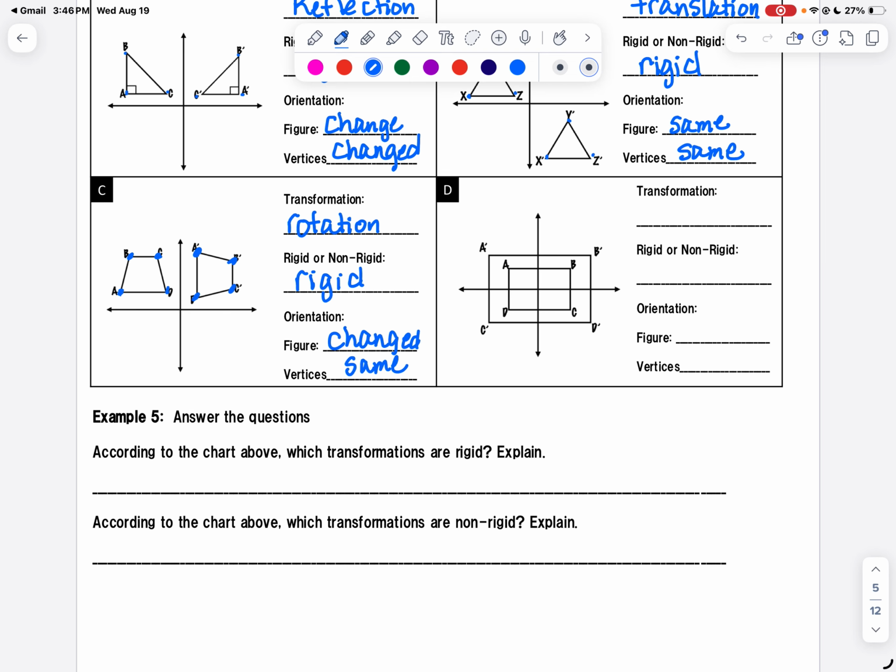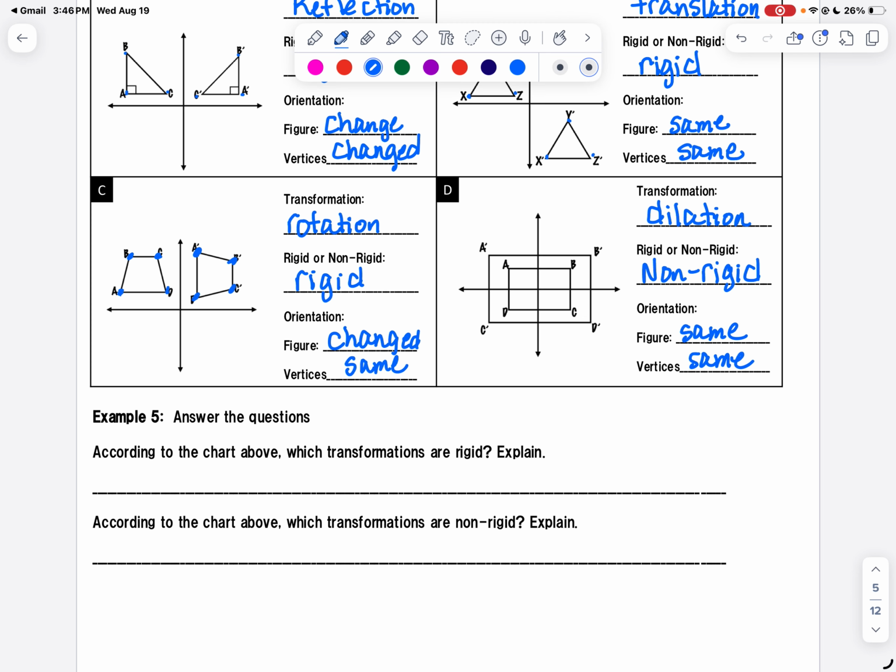All right. Problem D. Pause the video again and try this problem on your own. When you're ready to check the answers, press play. All right, welcome back. Hopefully you determined that this was a dilation. And this was the only shape that was non-rigid because it was the only transformation that caused a change in the size of the object. So these are both going in the same direction. So the orientation of the figure stayed the same and the vertices stayed the same.